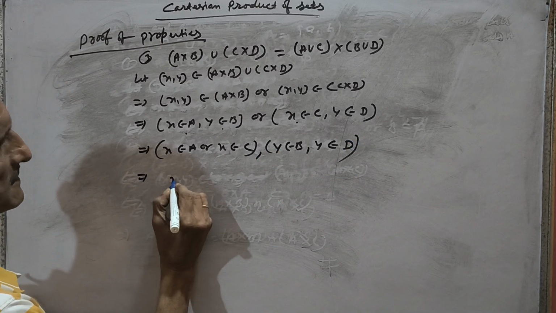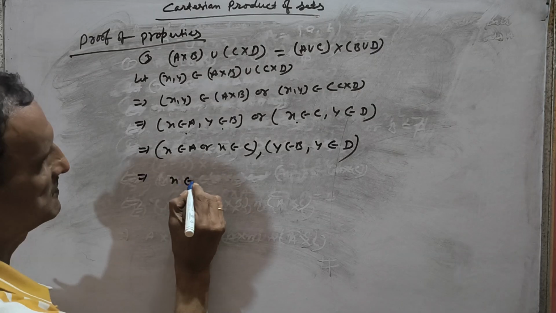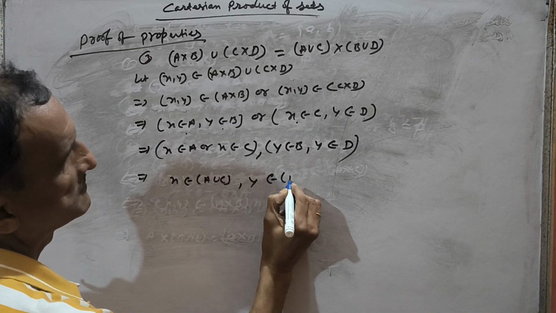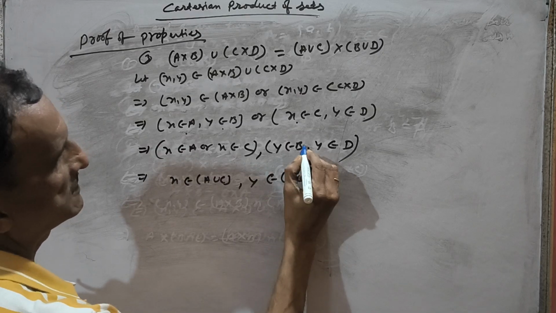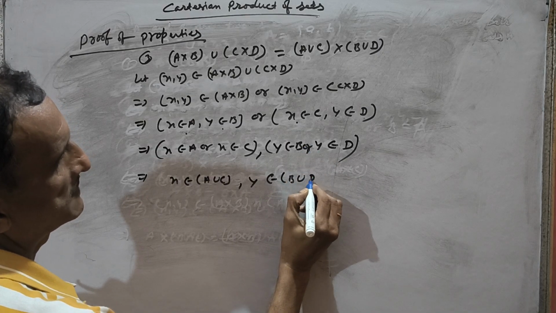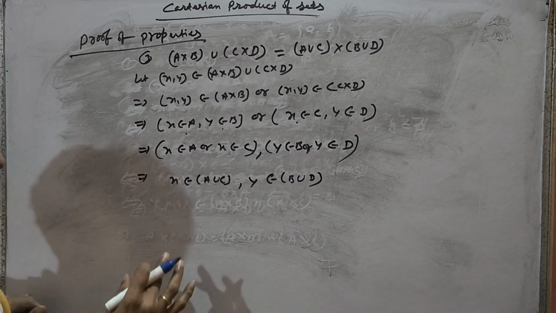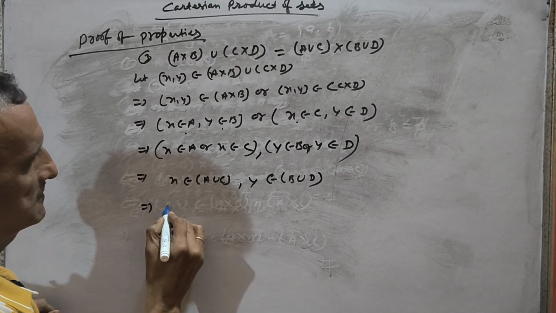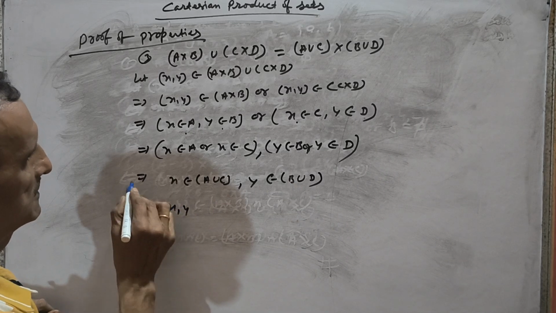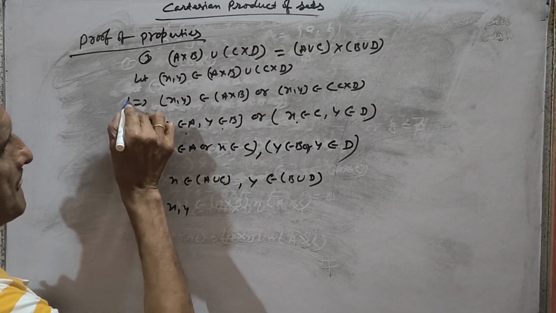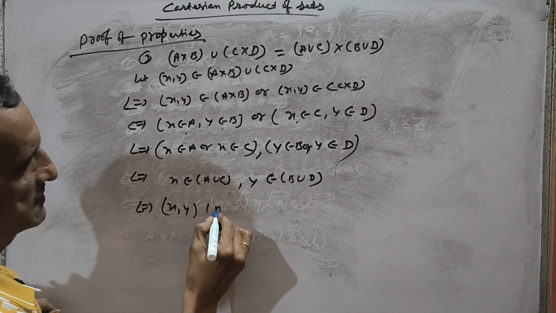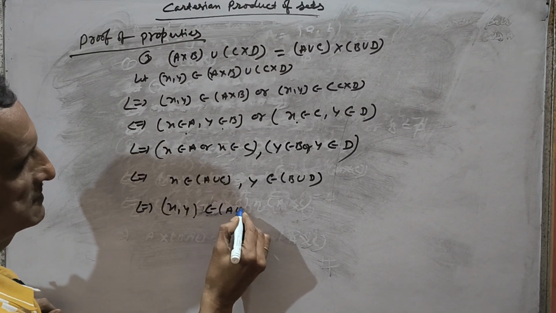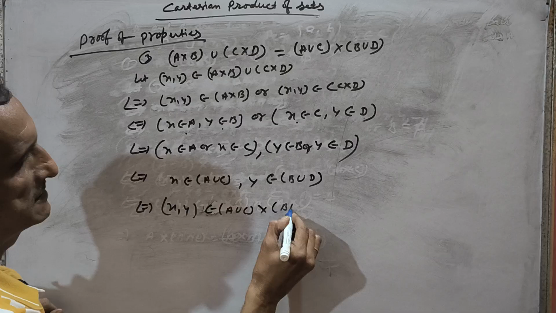What is the meaning here? X belongs to A union C and Y belongs to B union D. So X belongs to the first set, Y belongs to the second set. The ordered pair (X, Y) belongs to (A union C) cross (B union D).